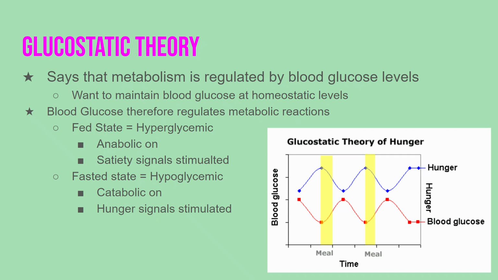On the other hand, the fasted state is when you haven't eaten in a while and your blood glucose goes down, which is also known as hypoglycemia. So you have low blood glucose. In this case, the catabolic reactions are going to turn on because we want to break down all those big storage molecules into smaller ones to bring the blood glucose levels back up and to generate energy. When we're hypoglycemic, with low blood glucose, hunger signals are going to be stimulated.